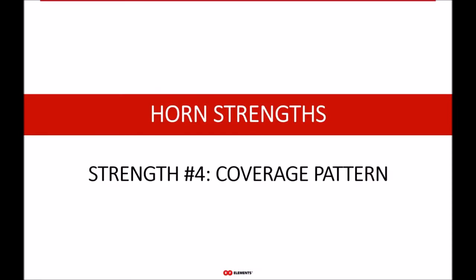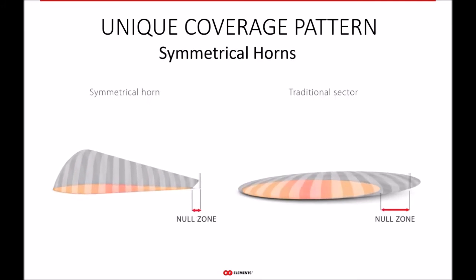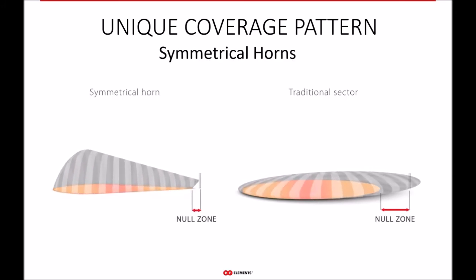Looking at the coverage pattern of horns, they're very, very different from the traditional sectors, which might often be quite confusing to the WISPs who are used to dealing with traditional sectors, which have a very flat radiation pattern. But let's look at the details. With a horn, you can easily cover the null areas near the site, and this is absolutely impossible with the traditional sector arrays.